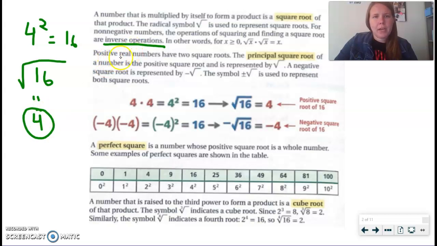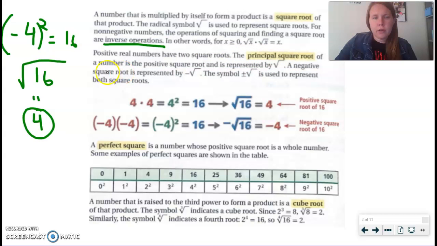It says positive real numbers have 2 square roots, which means that you can have a negative and a positive, because think about this: if you had, with the parentheses, negative 4 squared, it's still going to be a positive 16. So it's a given that you'll have the positive and the negative answer.